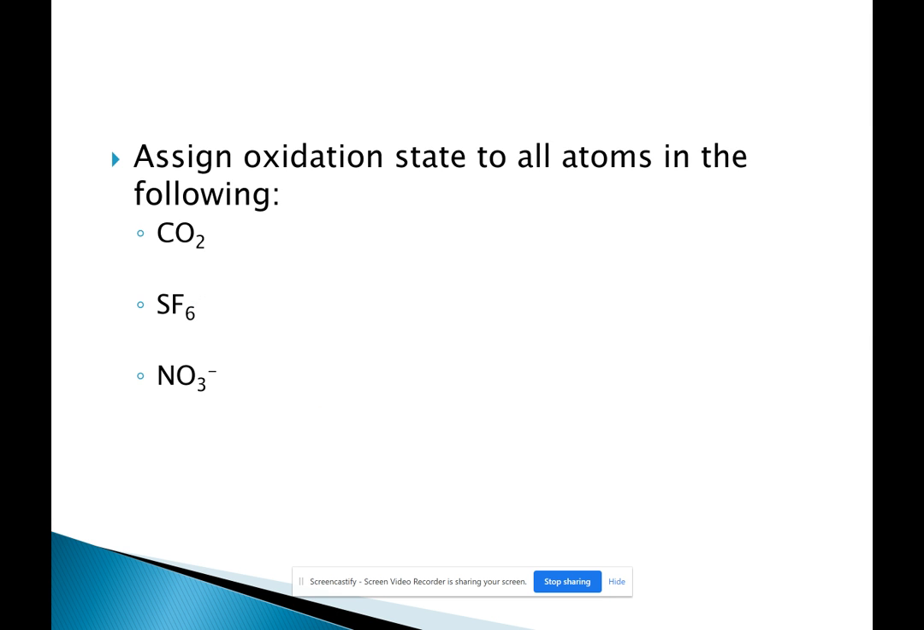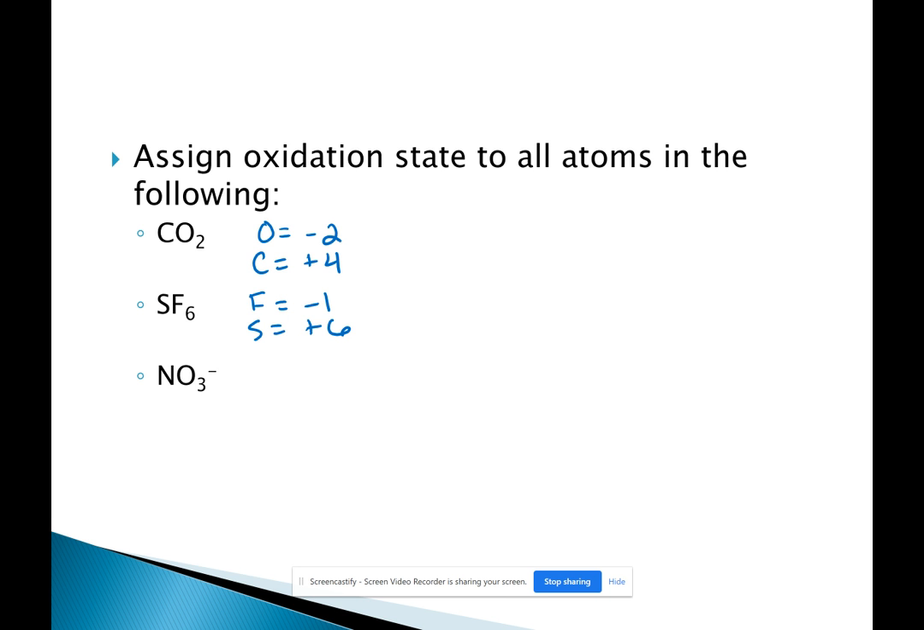Let's do a little bit of practice here. So again, when you have 2 nonmetals, the more electronegative element gets its charge as its oxidation state. So oxygen is -2. Carbon has to be +4 to balance it out because there are 2 oxygens, each with a -2 oxidation state. SF6, fluorine is more electronegative, so it gets -1. There are 6 of them, so that's -6, so sulfur has to be +6 to balance it out.